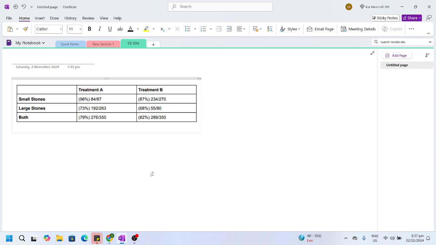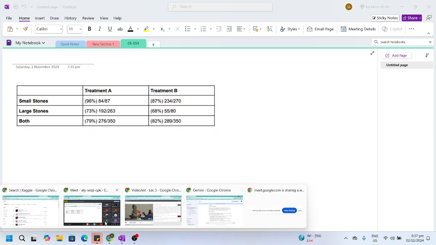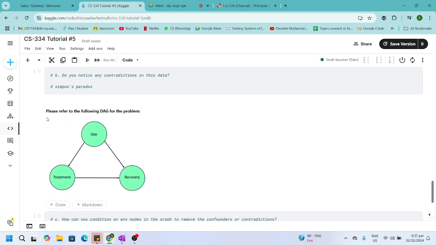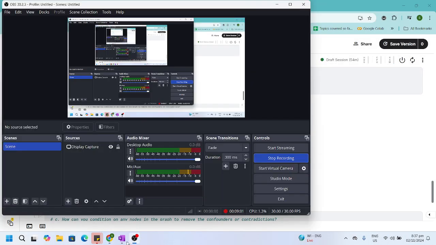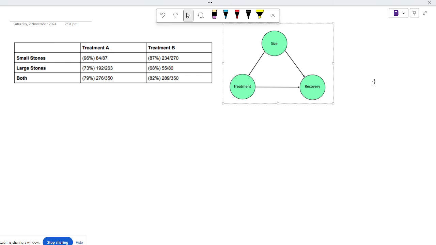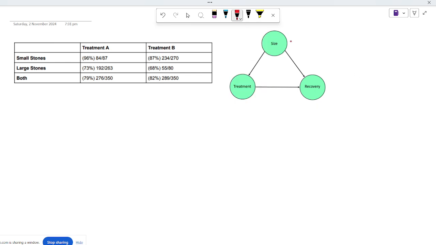So let's see. I've added this to OneNote just for the sake of our math. So what we are doing is, you know what? Let's add our graph over here as well. I think that might help. Okay, essentially you are conditioning on size. And what exactly does conditioning mean? You're fixing the value of size. And we know कि size की सिर्फ दो possible values हैं. Either it can be small or it can be large.